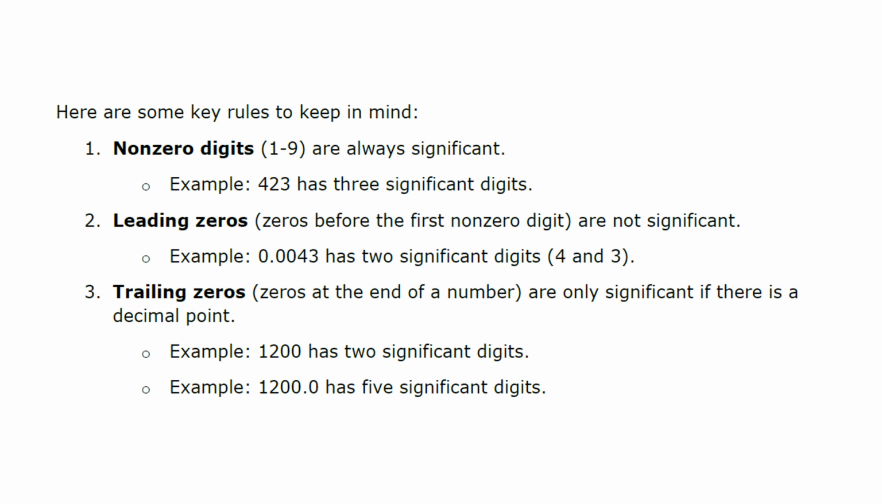Trailing zeros, or zeros at the end of a number, are only significant if there is a decimal point. So for example, 1,200 has only 2 significant digits because there is no decimal point. However, 1,200.0 has 5 significant digits because there is a decimal point.